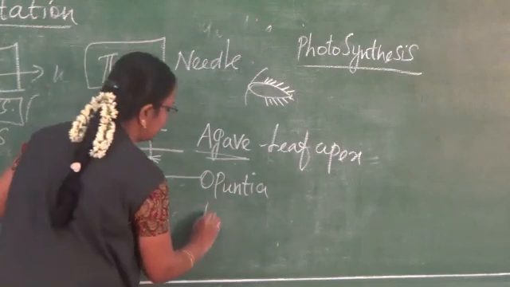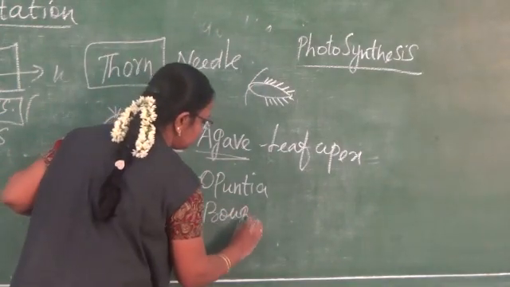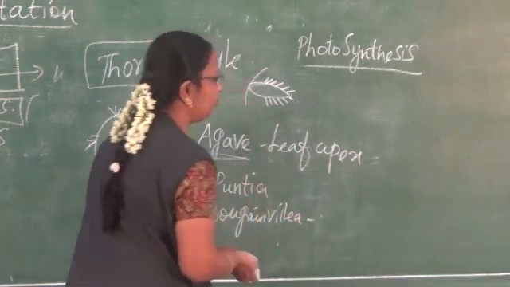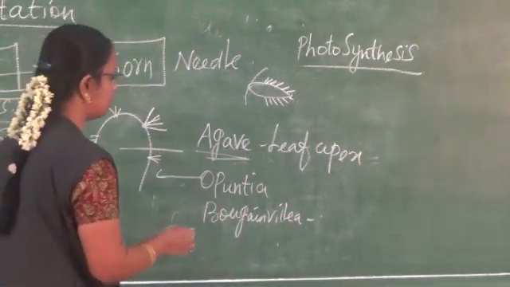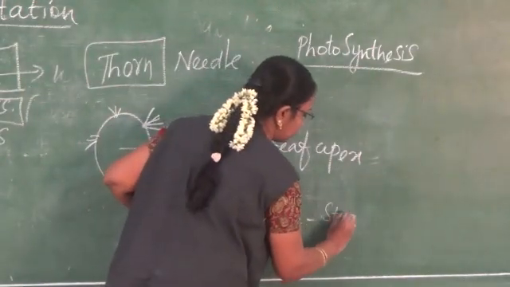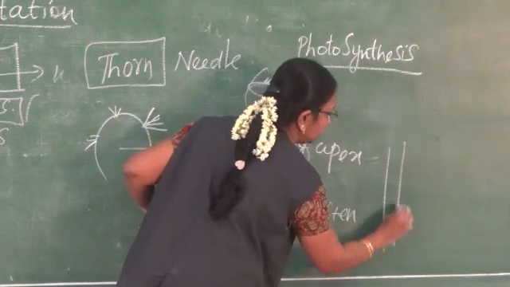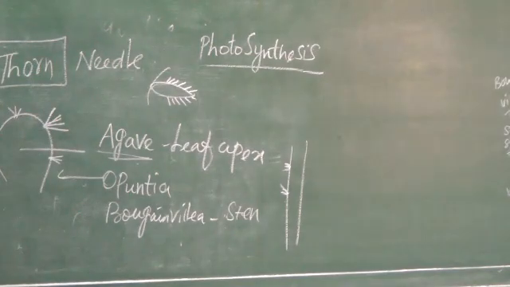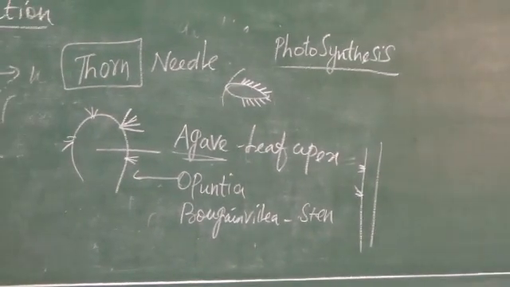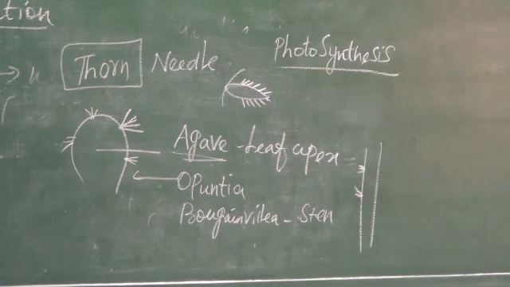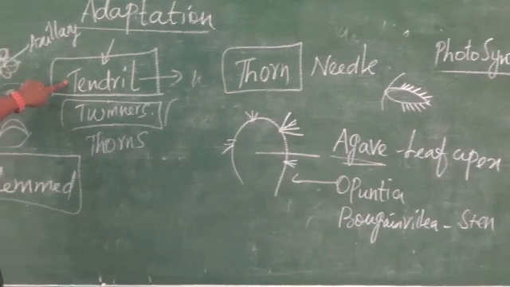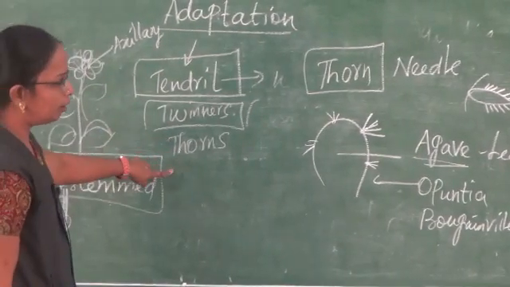And in Bougainvillea, the stem contains sharp thorns. The stem portion contains some of the thorns. Okay, so these are the modifications that are adaptations. In order to live, they develop some adaptation. So such kinds are known as the tendril, twiner and the thorns.